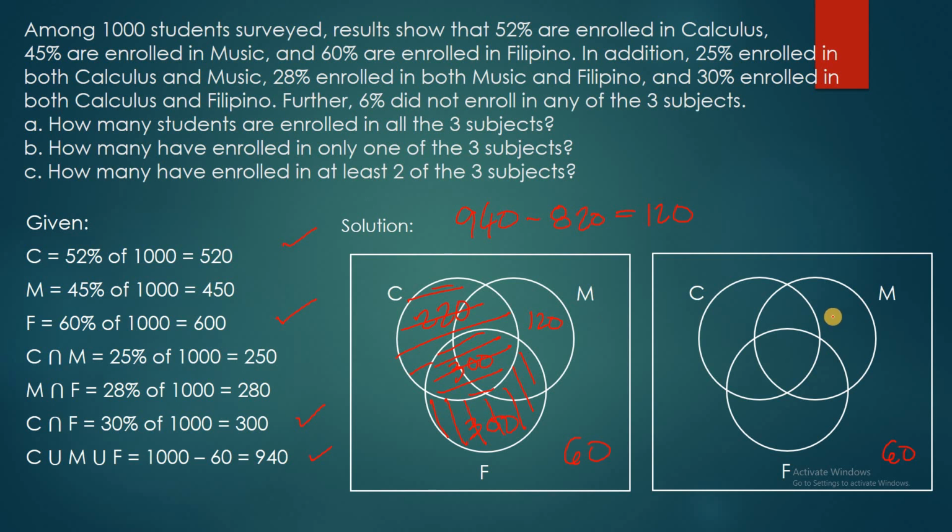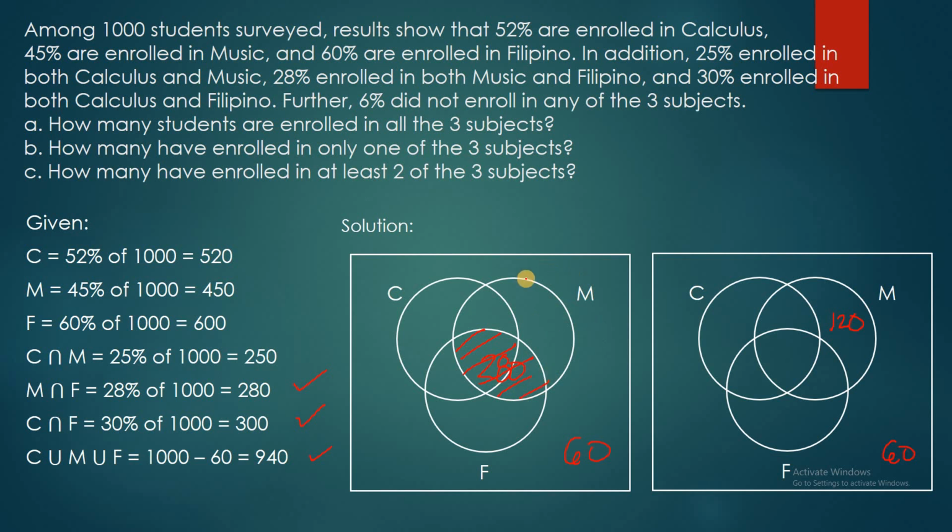So on my final answer here, it should be 120. Next, let me work with the intersection now of the set of M and the set of F. So I have 280 for the intersection of the set of M and the set of F. So this is 280. So let me shade that intersection.